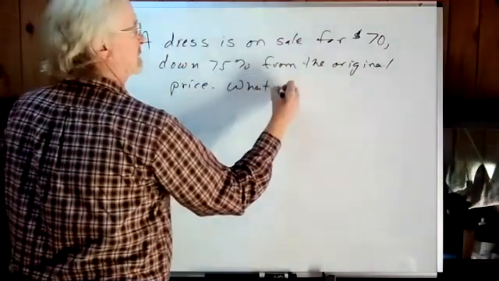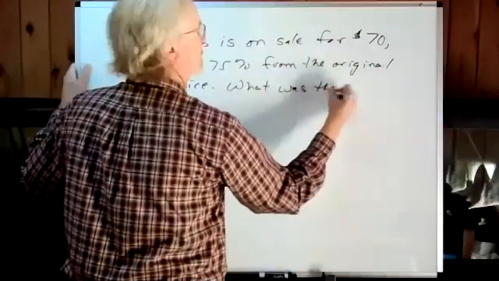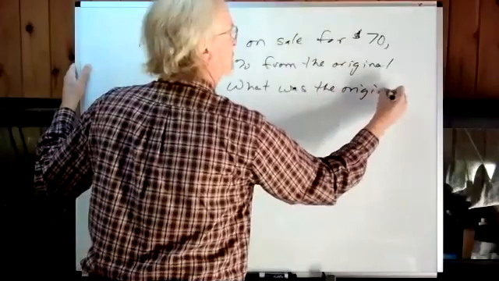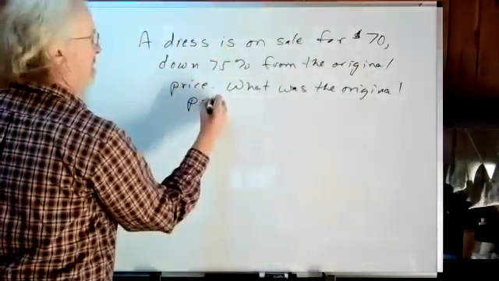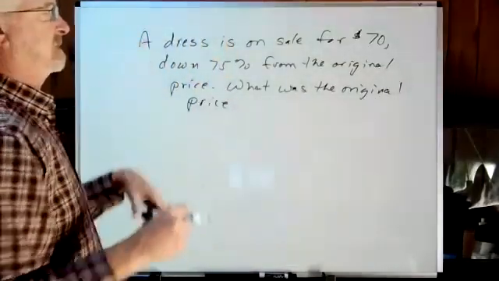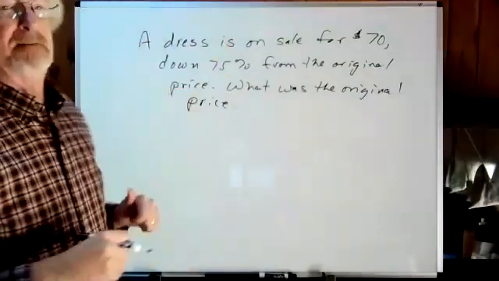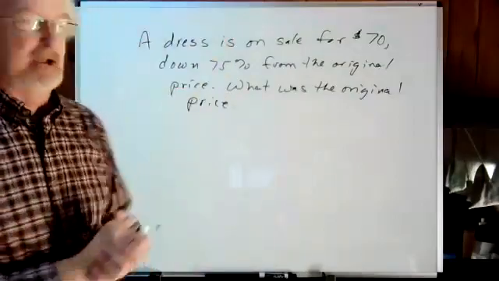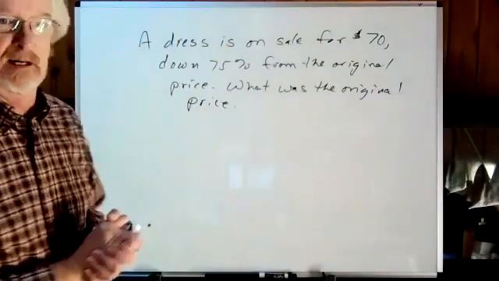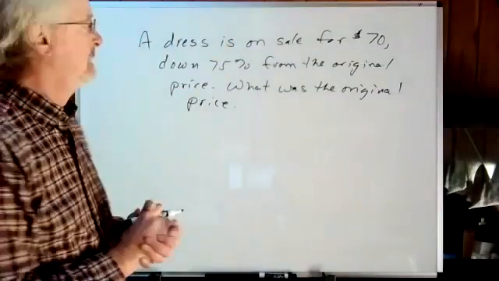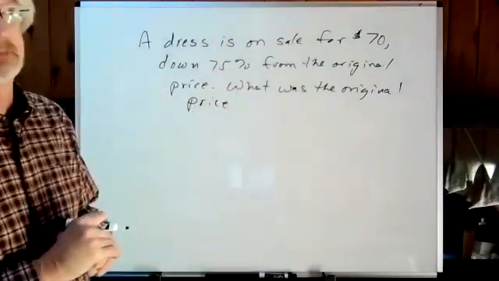Find the original. So a dress is on sale for $70, down 75%. It's been reduced 75% from its original price. They're really trying to sell it, move it. What was that original price?